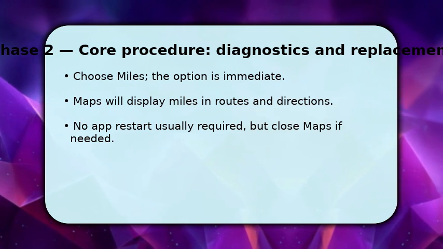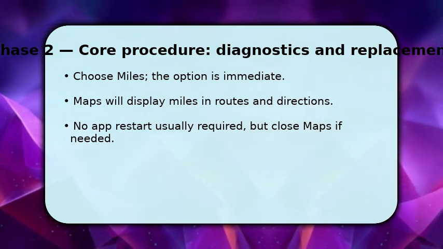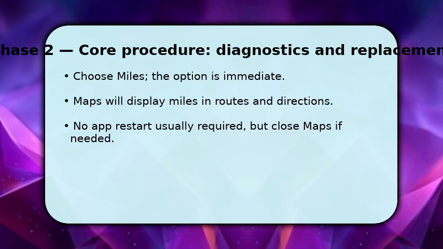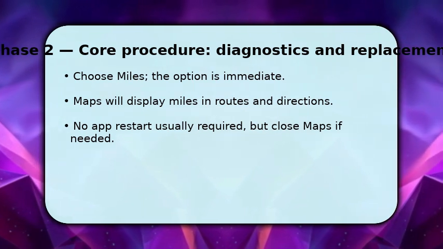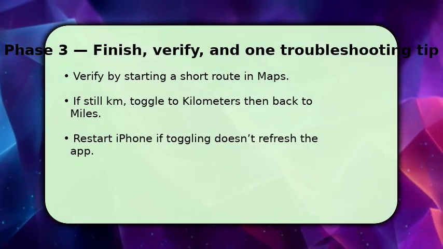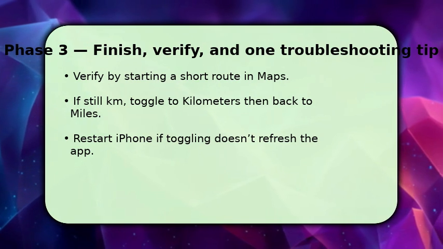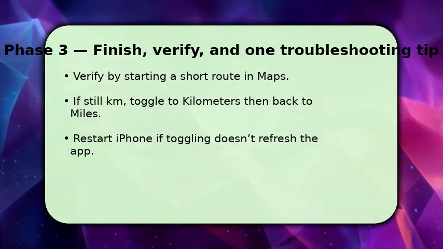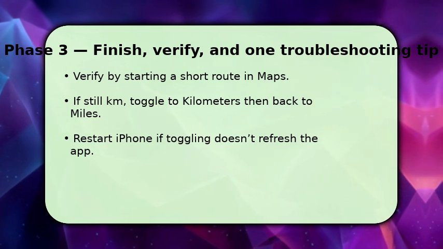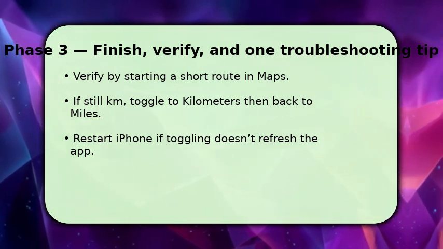This change is persistent across app updates because it's in Settings. That's why it's the only reliable method to switch units. You're almost done. Start a short route to verify miles appear in turn instructions and distance markers. If distances linger in kilometers, toggle the distance units to kilometers then back to miles.